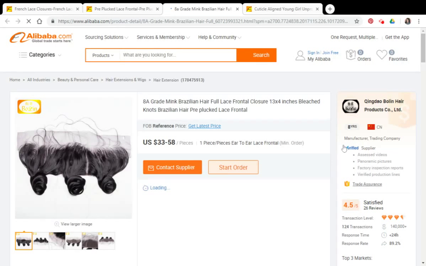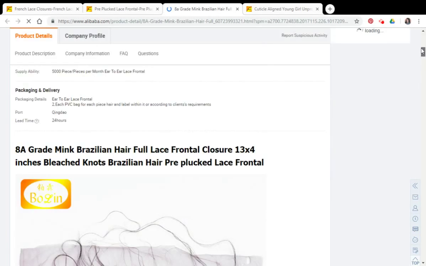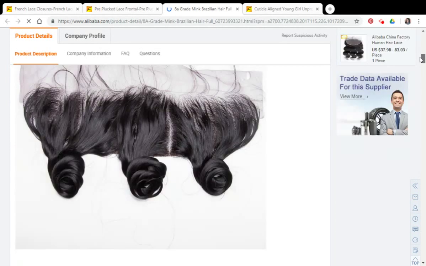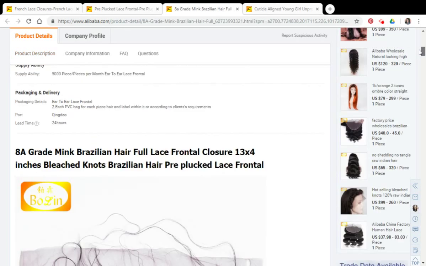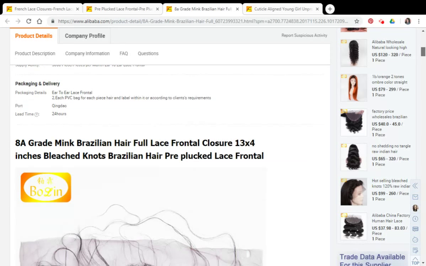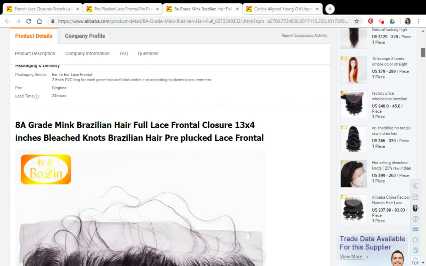So this is a manufacturer. It's been in business for 8 years. The construction of the hairline looks okay, it looks quite natural. You would have to look at the underside, and some companies will have the underside photos of their closures. They are using the grading system, and they're using terms like mink and things like that.